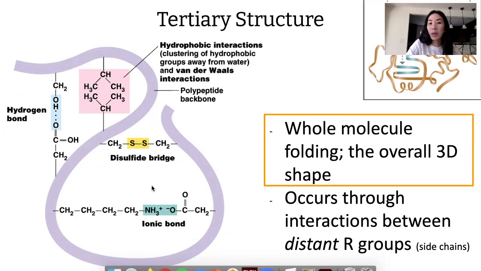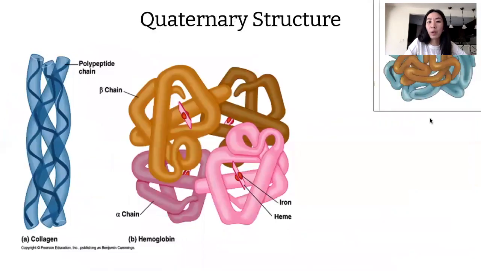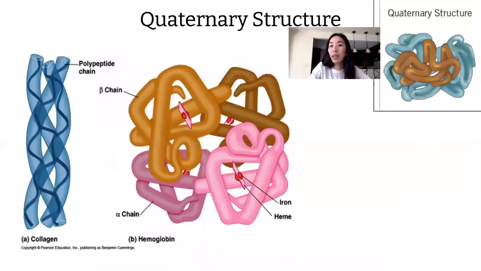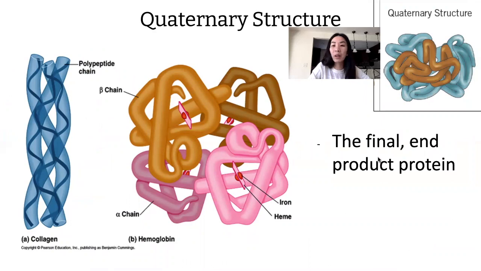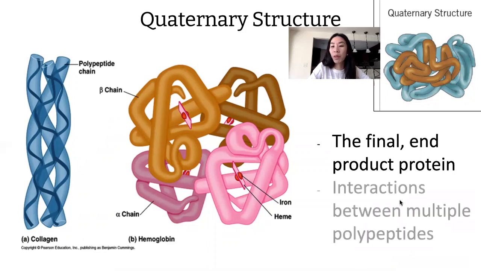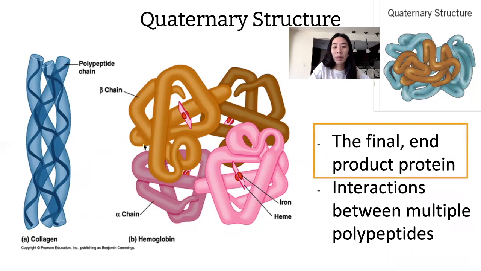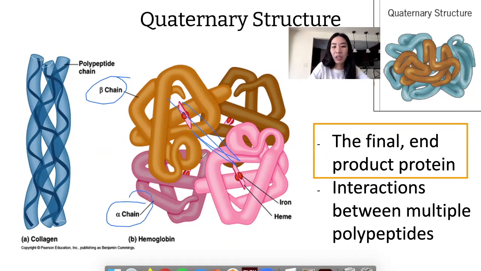These are the 4 common interactions that can form between R groups, and that holds together the entire 3D structure of the protein. Last one is quaternary structure. The definition of this is it's the end product protein, because many proteins are made of more than one polypeptide. If you look at these diagrams, this is hemoglobin, and hemoglobin has 2 different types of chains. They have a beta chain. So there are 2 beta chains. These 2 are beta. And then there are also alpha chains, and these 2 are alpha chains.